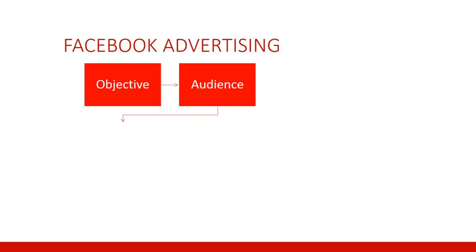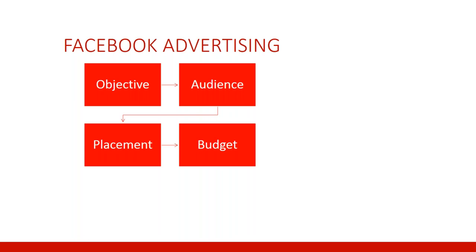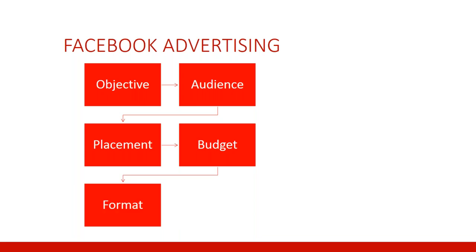Now, I'm really just going to run through this because you figure it out yourself. And while it says Facebook advertising, this same formula applies for all online digital advertising, including Google AdWords. Google AdWords include YouTube ads, display ads, and the little ads you see at the top of a search when you search on Google. You figure out your objective, who your audience is, where you want it to go, how much it's going to cost you, and what sort of format you want it to take. Do you want it to just be word-based? Do you want it to be imagery? All that sort of thing.